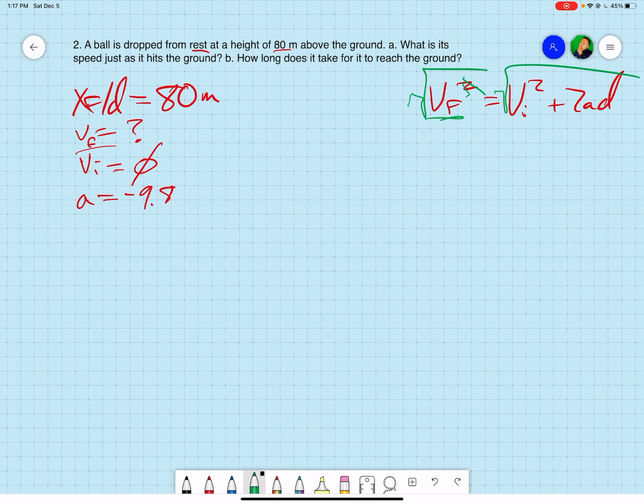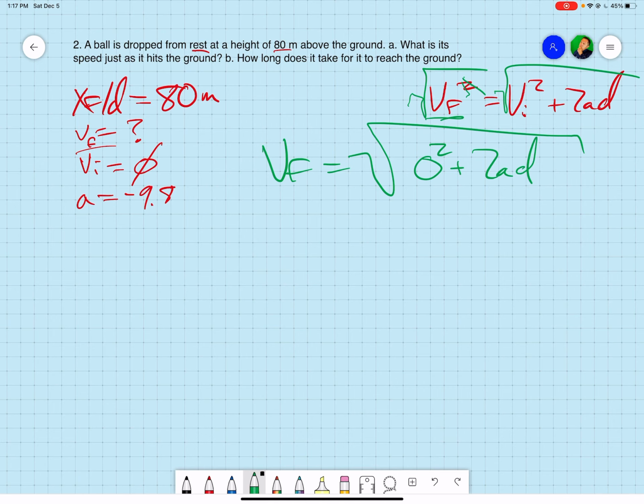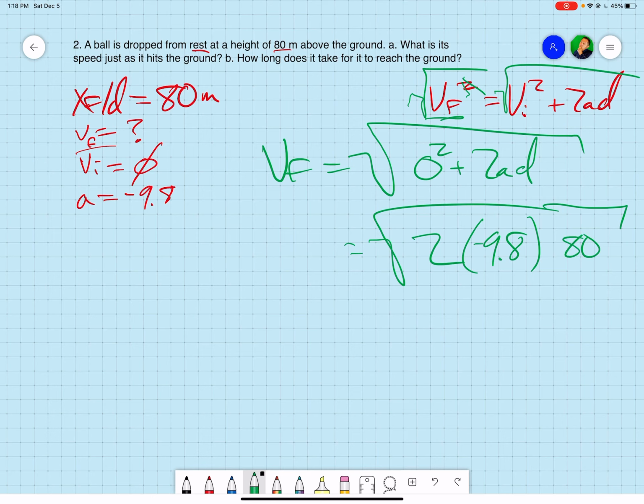So now VF is equal to the square root of VI squared, which is 0, plus 2 times A times D. Then I do square root of 2 times negative 9.8, because that's always acceleration. And oh, wait a minute, I got an 80. I can't square root a negative number.